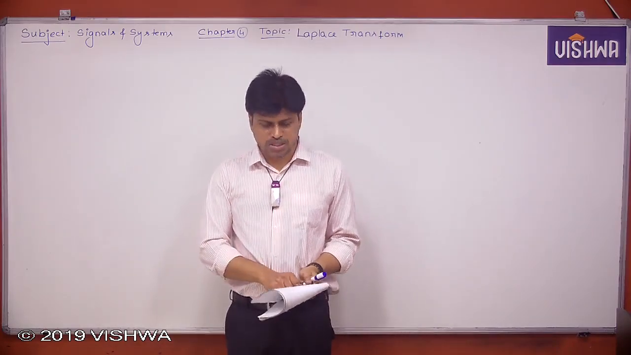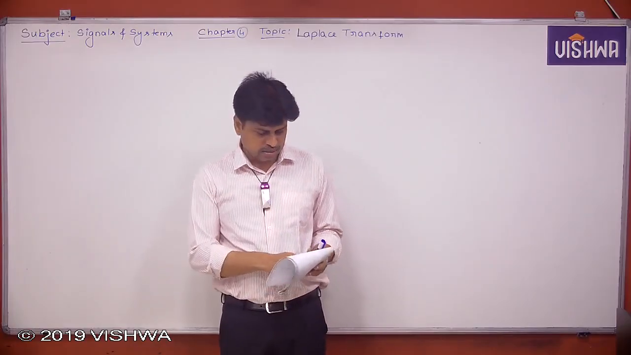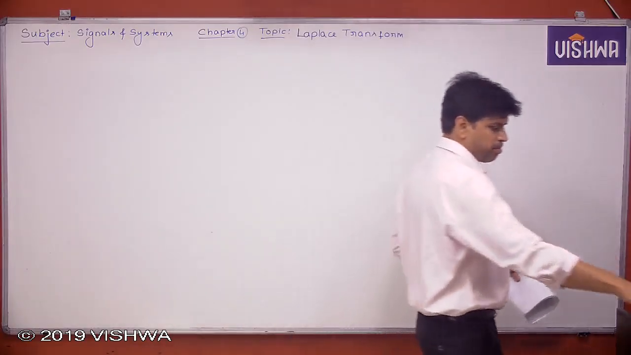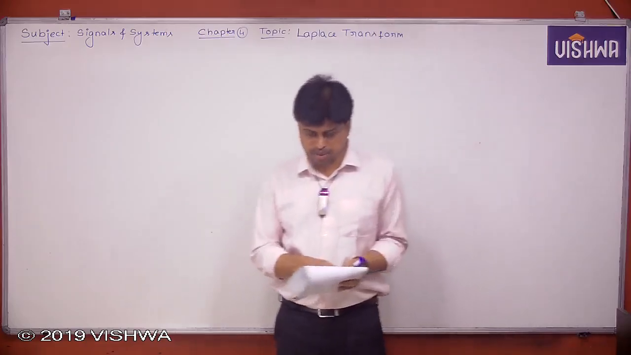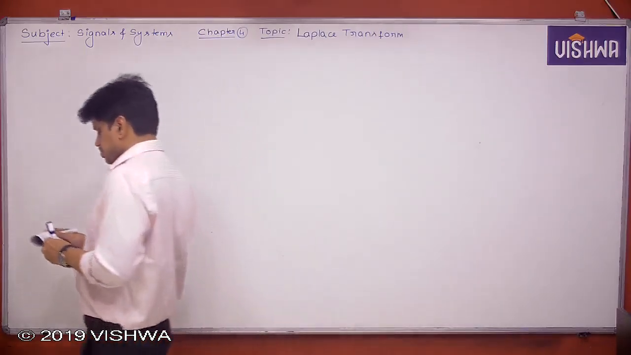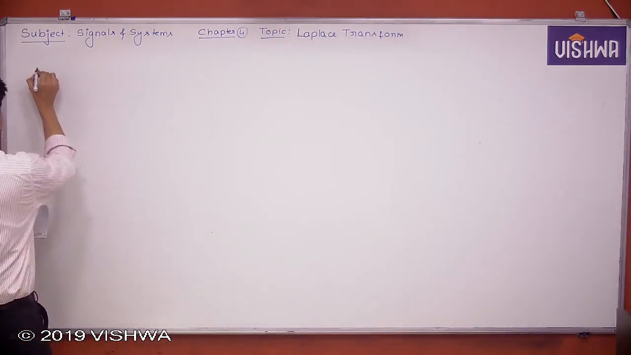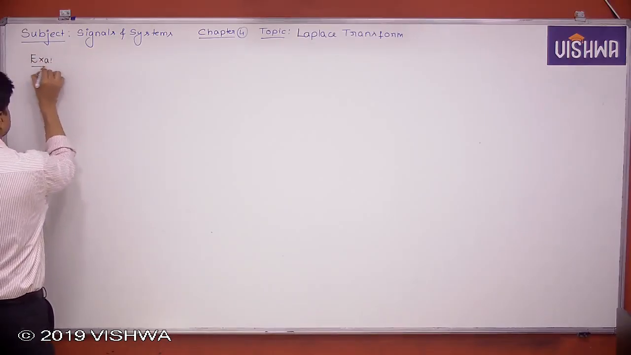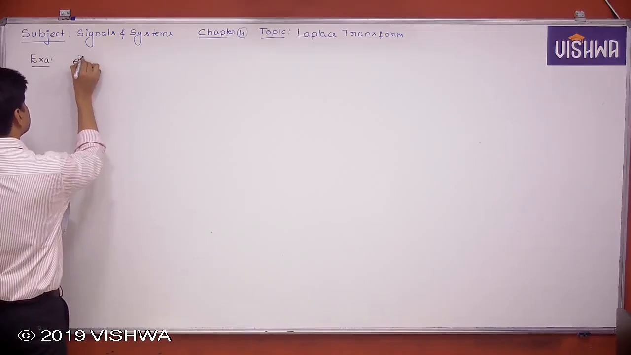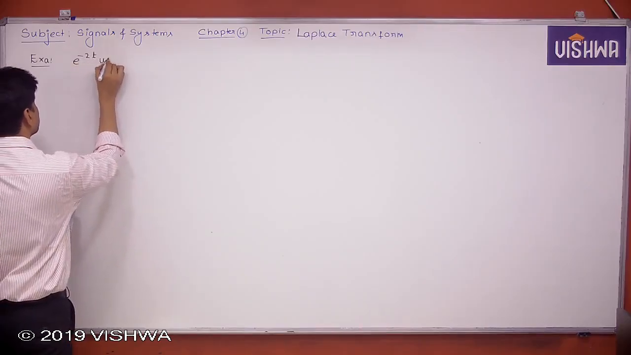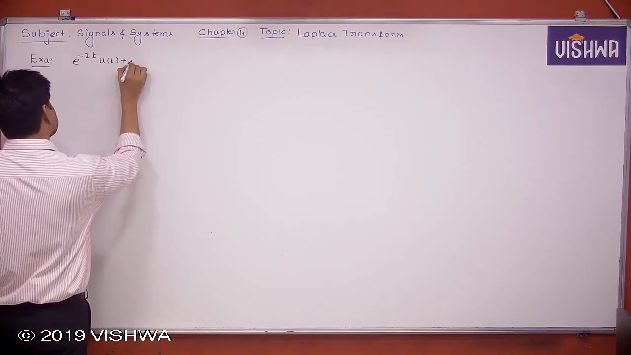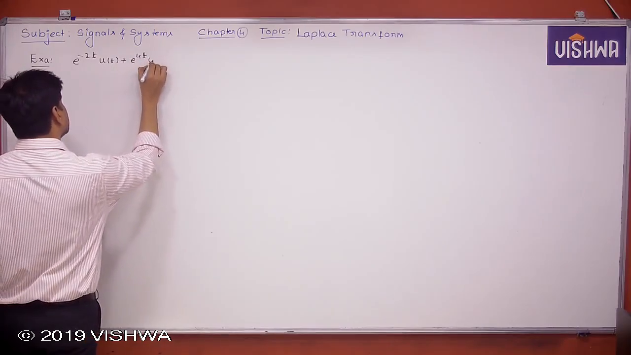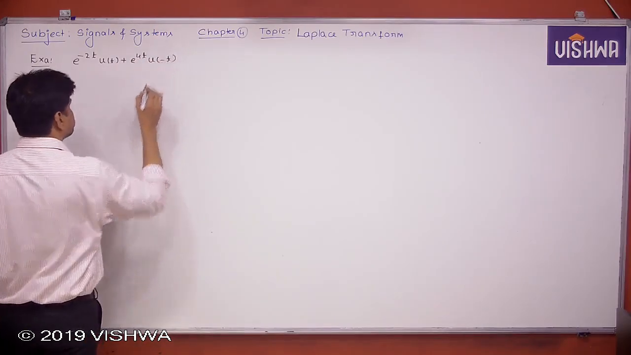Let's see some more questions on the ROC and linearity property. Okay. Let's see. Example: e power minus 2t u of t plus e power 4t u of minus t.